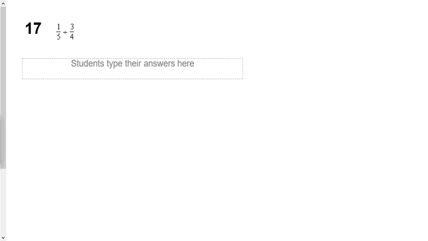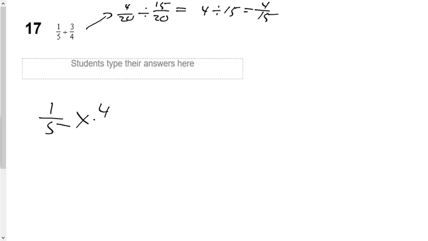Question 17 is multiplication or division of fractions. Now remember, there are 2 ways you could do it. You could actually find an equivalent fraction of 20, which would be 4/20 divided by 15. Divide the numerators and denominators, you end up with 4 divided by 15, which gives you the final answer of 4/15, because your denominators would become 1. Or, alternately, you can multiply by the reciprocal and end up with the same answer of 4/15. Either way, the answer is 4/15.